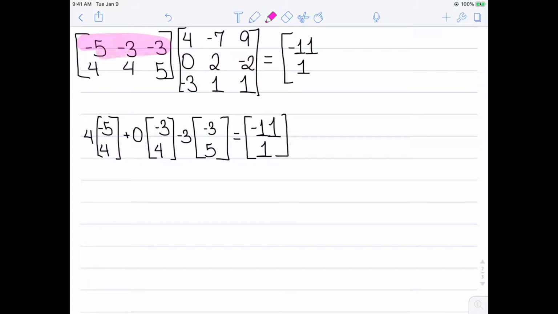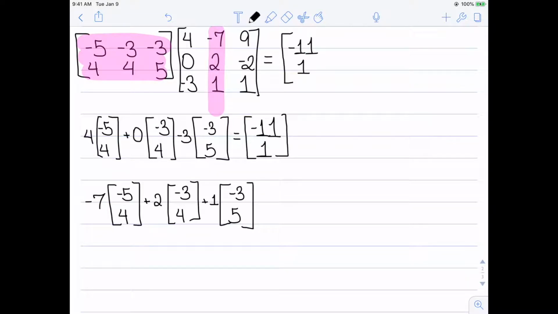The next thing we need to do is multiply this matrix by the second column. That's given by -7 times the first column plus 2 times the second plus 1 times the third. So I have -7 times -5 plus 2 times -3 plus 1 times -3, which gives me 26. For the second row, I have -7 times 4 plus 2 times 4 plus 1 times 5, which gives me -15. So now this is going to correspond to the second column of my solution.